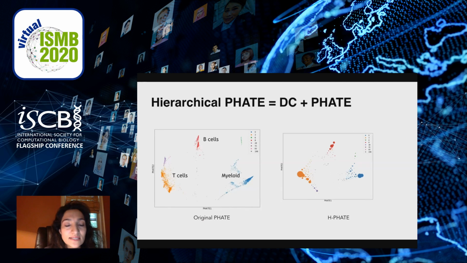So now we have an extension of FATE that we're working on called hierarchical FATE that combines FATE with the diffusion condensation process. On the left, you see original FATE on T cells, B cells, myeloid cells, basically PBMCs. On the right, you see hierarchical FATE, and hierarchical FATE shows you this structure in a much more simplified format, and the sizes of the dots show the number of merged data points at the level that we're drawing this. And we're showing clusters at a higher level that's automatically generated by the diffusion condensation process.